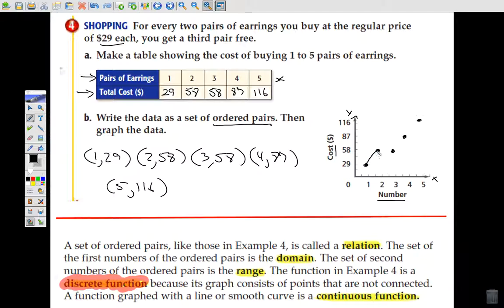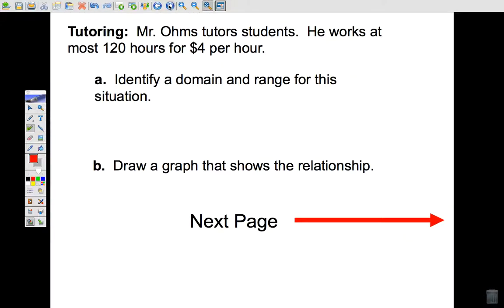So I would connect the line, and then that would be considered a continuous function. Okay, so remember that. They'll ask that question, whether something is discrete or continuous. And we'll talk about that in the last example, which is coming up right here, okay? So last one we'll talk about.